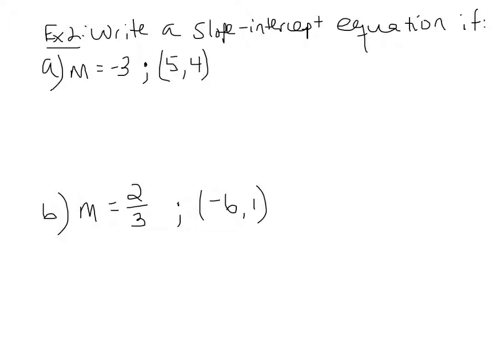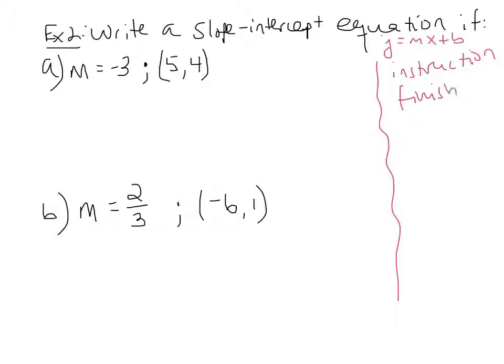In this next example, what you're given is exactly the same as what you were given in the previous example, but let's take a look at the instructions. You're now asked to write a slope-intercept equation. And remember, a slope-intercept equation is a y equals mx plus b equation. But remember this, the instructions tell us where to finish the problem. Okay? It's the given that tells us where to start the problem.